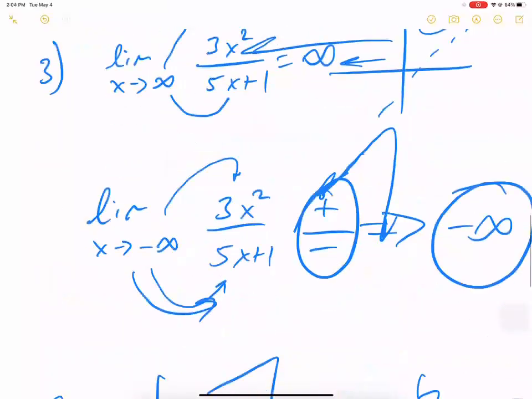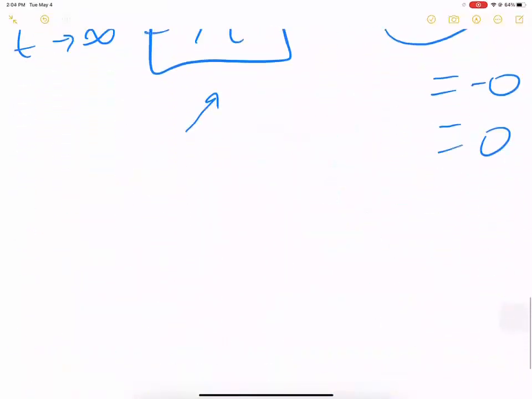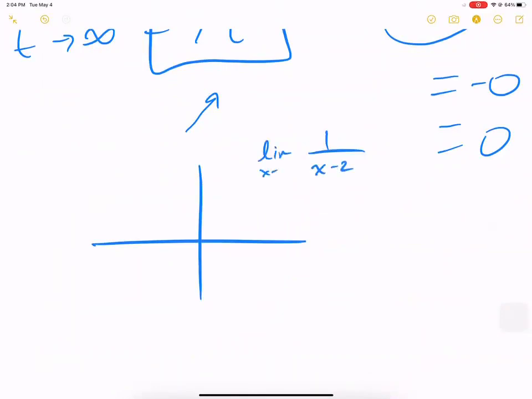Okay, let's look at our rule before. So now, what about vertical asymptotes? Let's draw a vertical asymptote here, and let's say this is 1 over x minus 2. The limit as x approaches 2 from the right, and then the limit as x approaches 2 from the left, of 1 over x minus 2. So can I do this problem without having to graph it? Well, when I graph it, we know we have a vertical asymptote at positive 2.